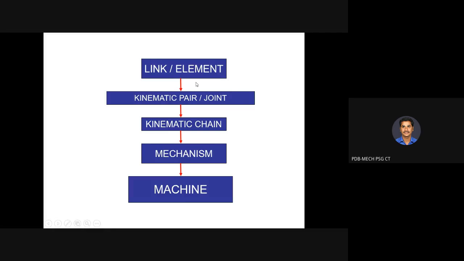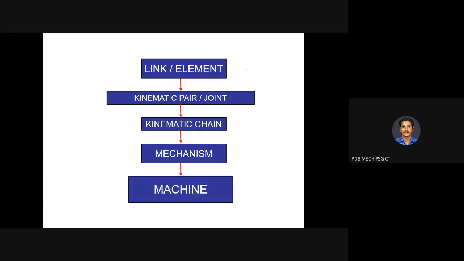So what is meant by link? What definition have I given for link? Can anyone respond, please? What is the definition for link? It is a body that has relative motion with respect to another body. Okay. What's your name? Surya. Okay. As we said, the link is nothing but a motion transferring element.